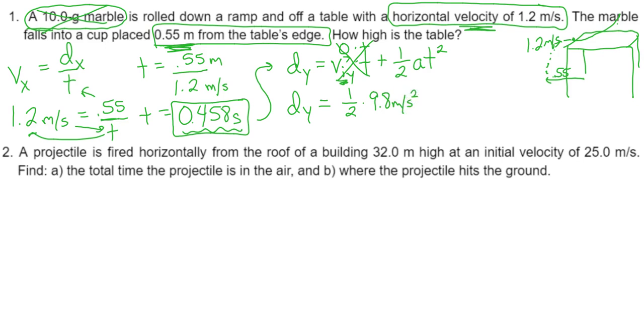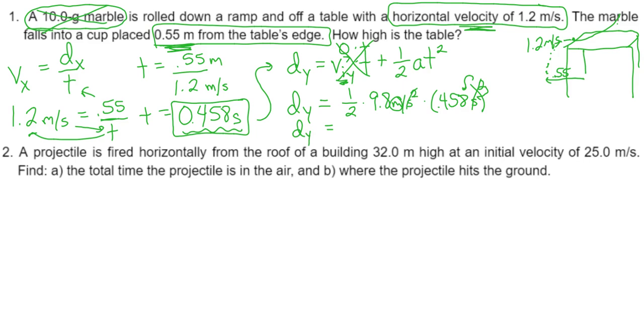Times our time squared, well, our time was 0.458 seconds squared. So when I do 0.458 squared and seconds squared, we know that that's going to wind up canceling our seconds out. So we're going to be left with meters, which is what we want. So now we just need to get our calculator and go ahead and perform the calculations.